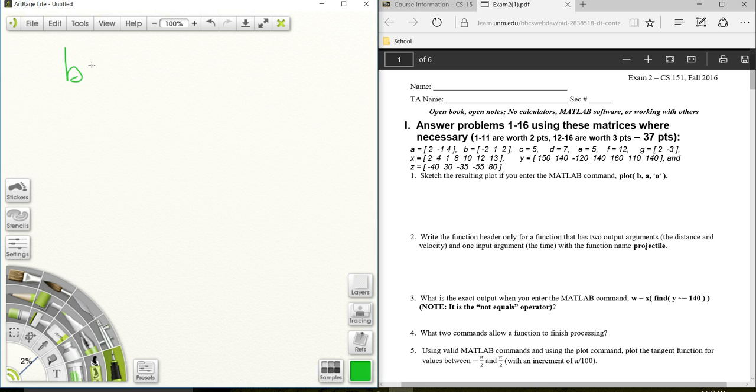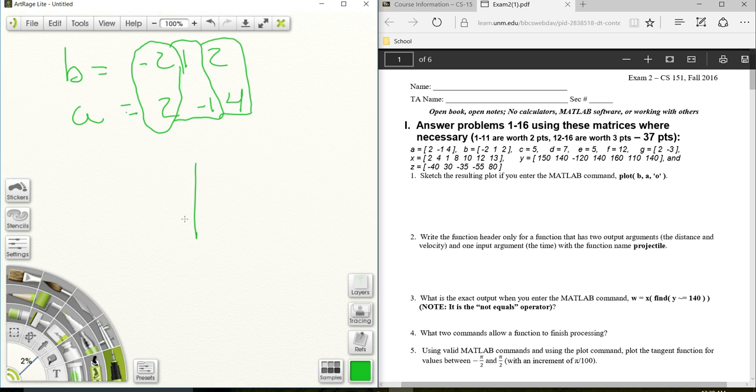Let's say b is equal to [-2, 1, 2]. A is equal to [2, -1, 4]. That's an equal sign, I'm sorry. And then we're going to match these values up and plot them. So -2 and 2, 1 and -1, 2 and 4. You could draw a Cartesian plane, although it's not going to be plotted as a Cartesian plane.